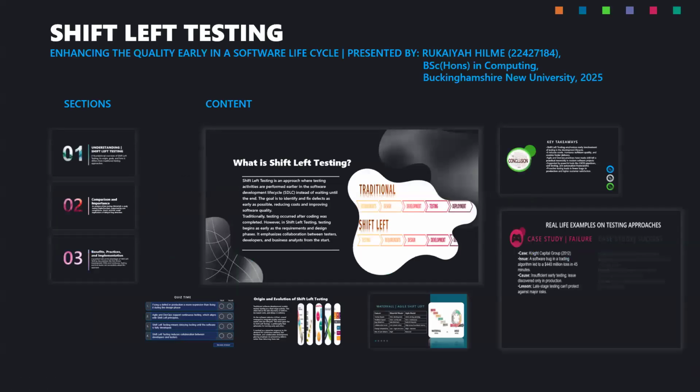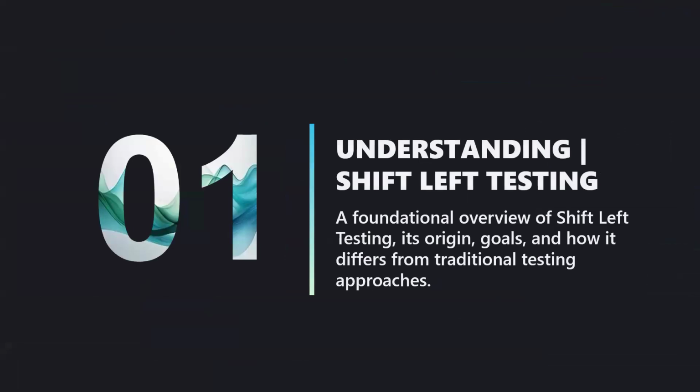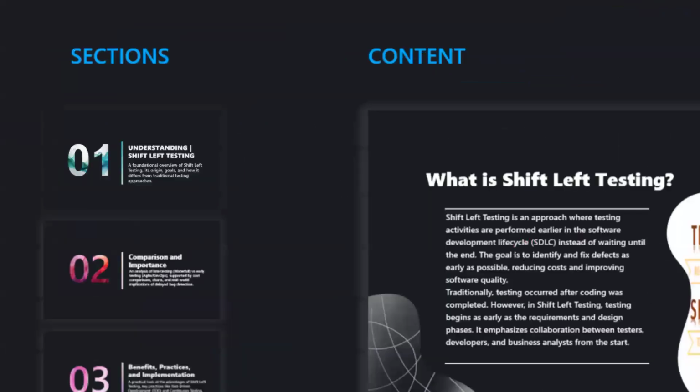Alright, before we dive into the theoretical frameworks, let's have a quick peek at the roadmap of our journey today. I have categorized this presentation into three main sections. We're starting off with the big picture. In this section, I'll break down what shift left testing really means and why it matters in today's fast forward world. By the end of this section, you will have a solid understanding of why moving testing earlier in the process isn't just a good idea but is very essential.